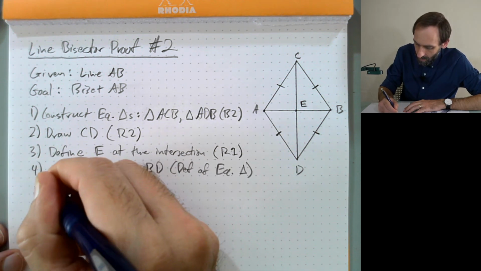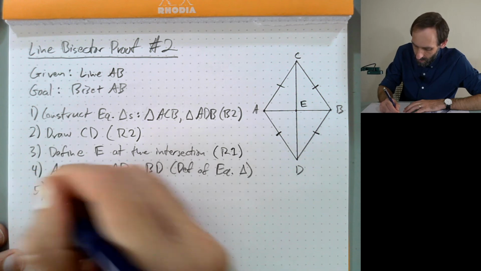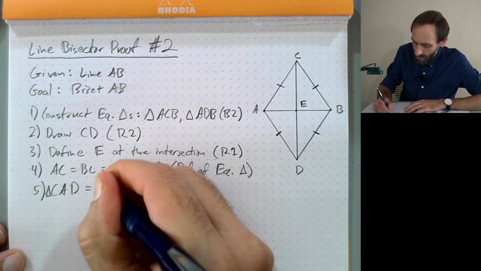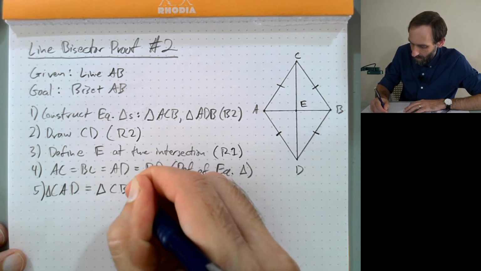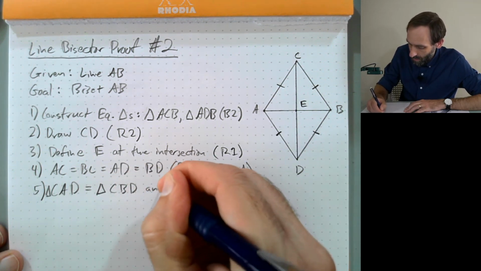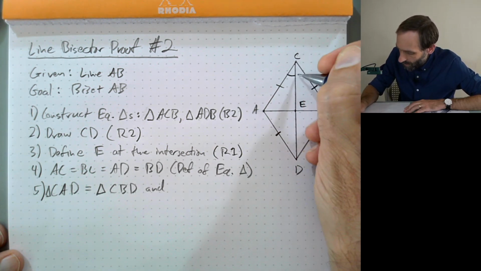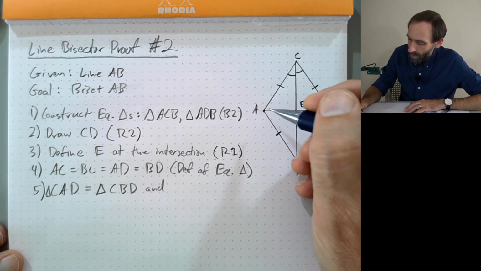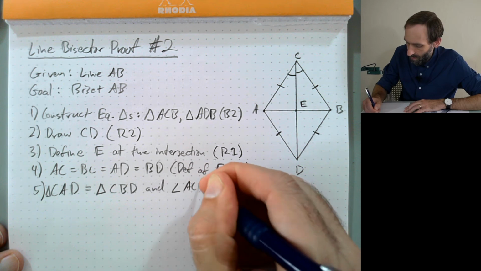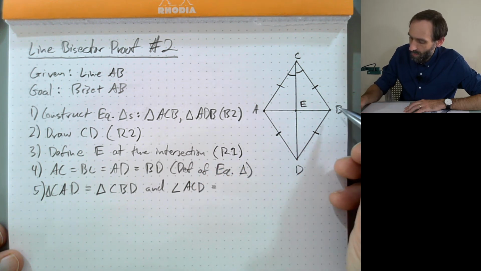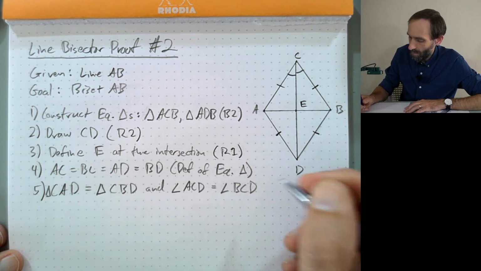So step 5. We can say that CAD, let me put the triangle symbol there, is equal to the triangle CBD. And because this triangle is equal to this triangle, this angle here must equal that angle there. So the angle ACD is equal to the angle BCD.